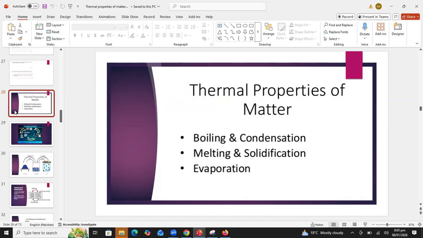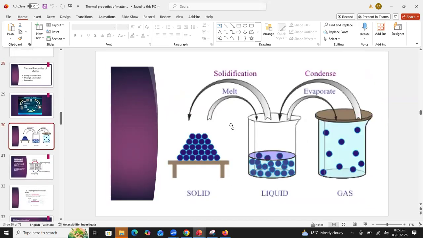So what are the basic thermal properties? As I told you yesterday: boiling and condensation, melting and solidification, and the next is evaporation. So these are the properties. When the solid absorbs heat energy, it is converted into liquid, which is called melting. When the liquid loses heat energy, it is converted into solid. Similarly, when the liquid absorbs heat energy, it is converted into gas, and this process is called boiling and evaporation. When the gas is converted back into liquid, this process is called condensation, and in this process the gas loses heat energy.